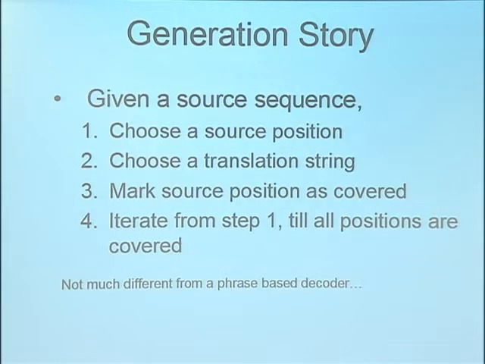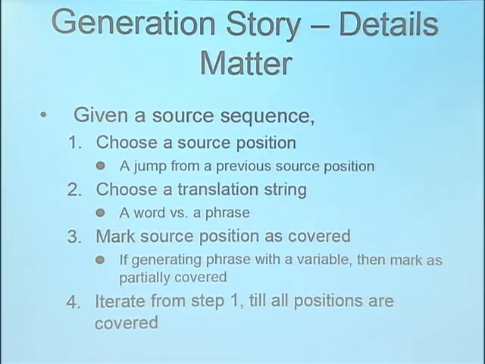Okay, so we share the generation story with the phrase decoders. So how this works is we're given a source sequence, and then we choose a source position within the source sequence. We'll choose a translation string for this source position, and then we'll mark the source position as being covered, and then we iterate until the entire source sequence is covered. This is our normal translation process, right? We haven't changed it that much.